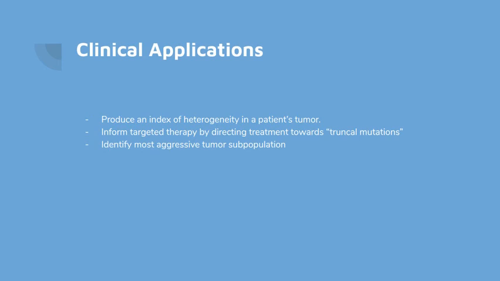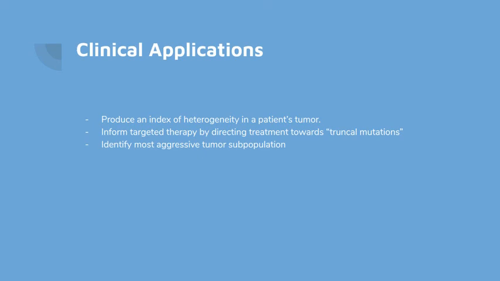In addition, the evolutionary tree can be used to inform targeted therapy by directing treatments toward truncal mutations. A truncal mutation is the first mutation in a series of mutations that can lead to cancer. It can also be used to identify the most aggressive tumor subpopulation, which can help inform targeted therapy.